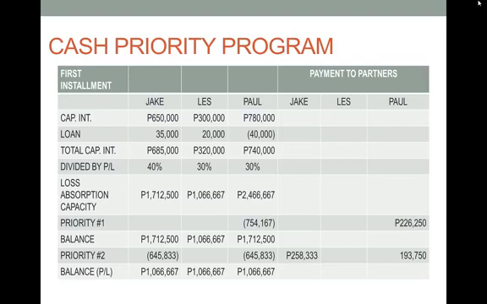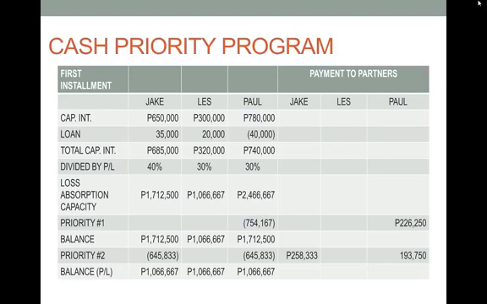Next, priority 2. Sa priority 2, dalawa na magiging priority. Siyempre, hindi mawawala si priority 1, pero this time, madadagdagan si priority 1 ng second highest loss absorption capacity, this time, si Jake. So, yung 645,833 isinubtract lang yan sa loss absorption capacity ni Les na 1,066,667. Yan yung dalawang priorities. So, first priority is si Paul, and then second priority is si Jake and Paul.